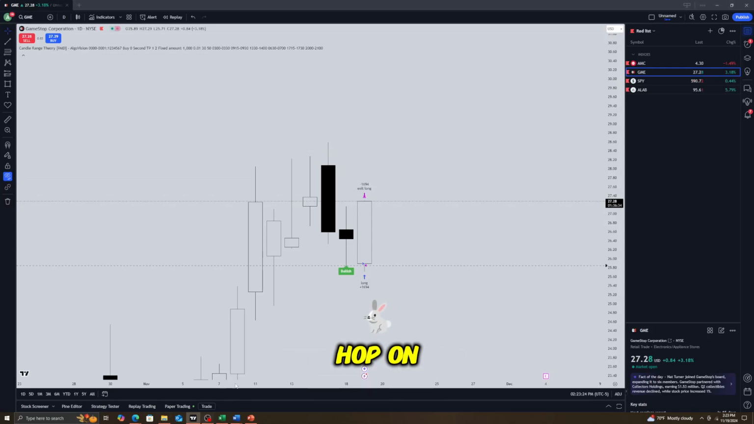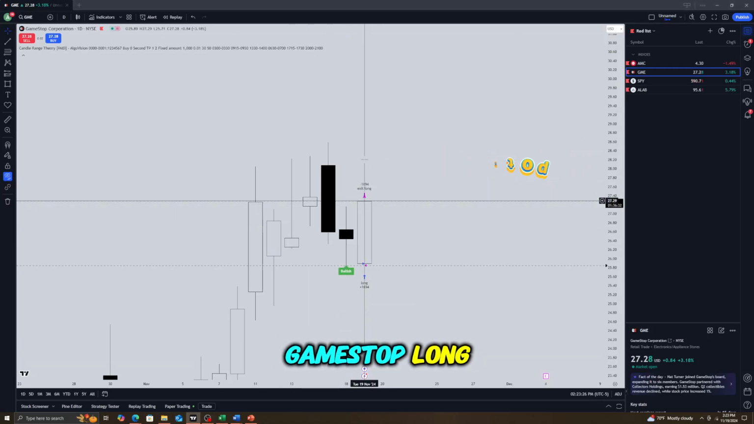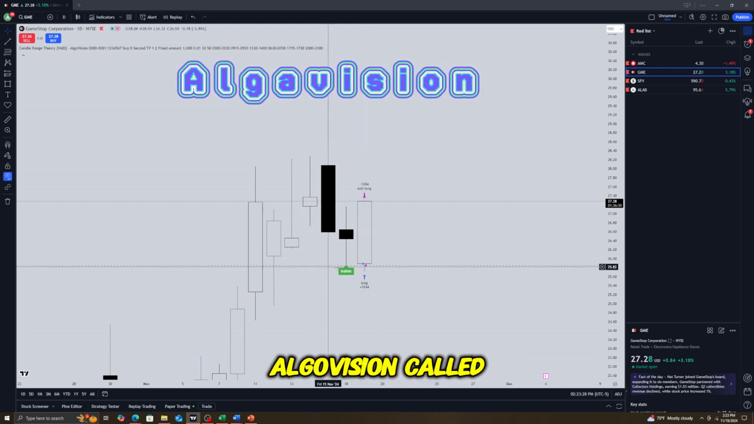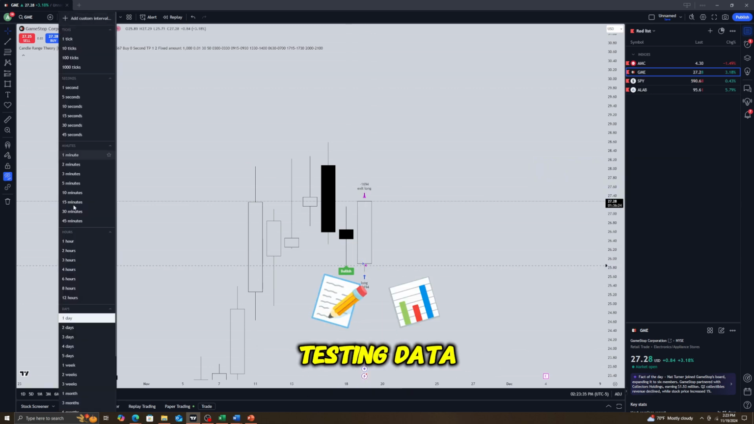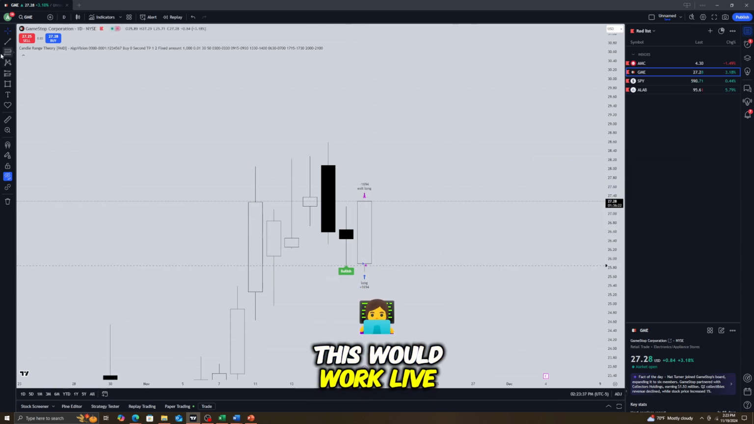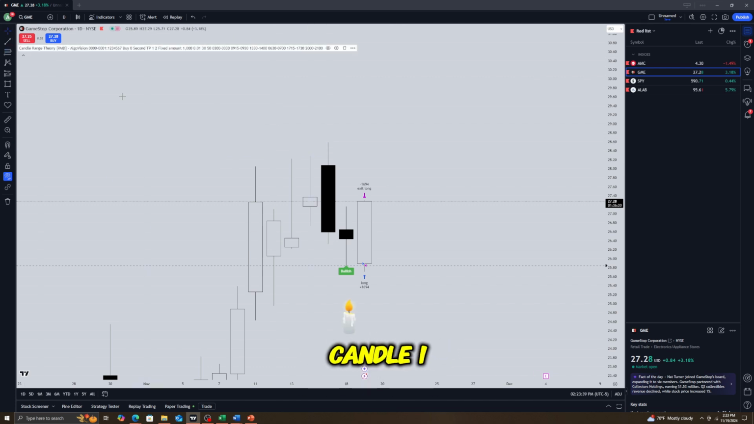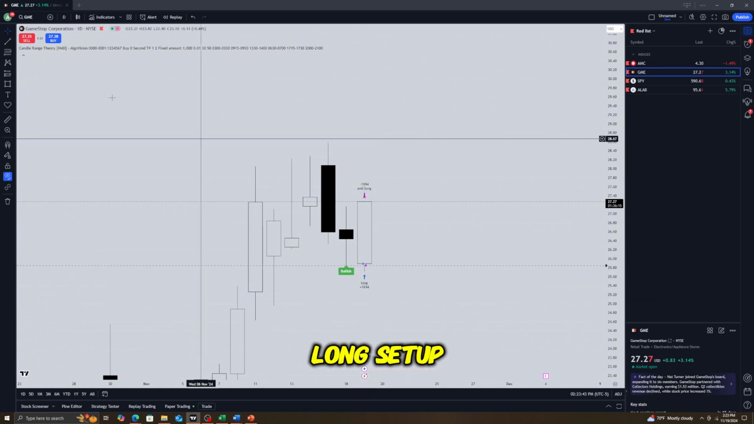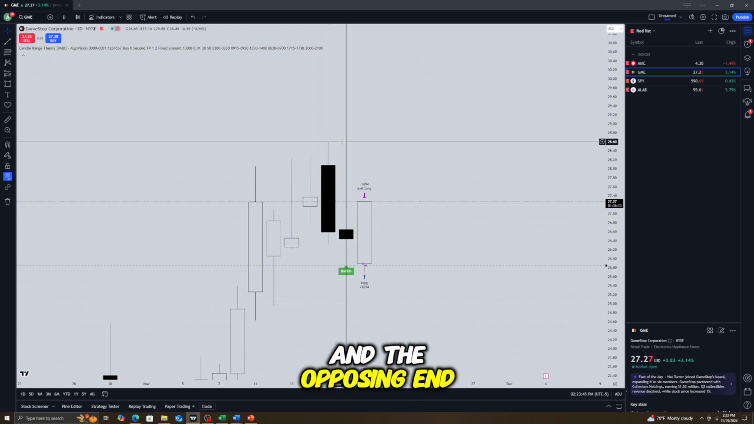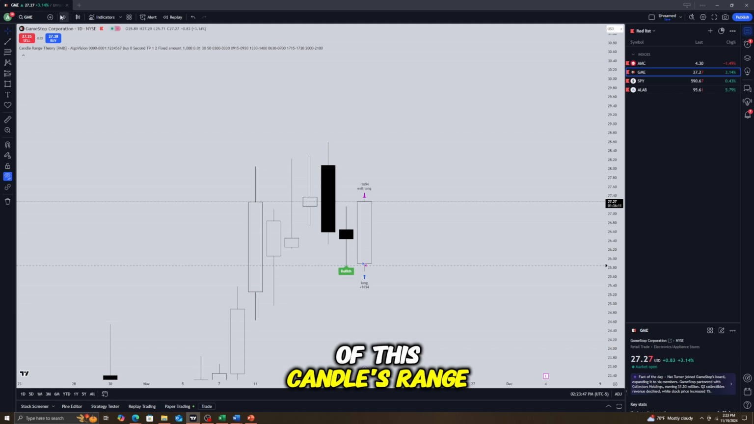I'm just going to hop on here real quick and review this GameStop long setup that AlgoVision called. It was a CRT setup. So it's not going to plot this correctly because TradingView does not work in backtesting data. However, this would work live. The wick out, so you have your candle 1 right here, candle 2, CRT, 3 candle model, long setup, right, to the midpoint and the opposing end of this candle's range.